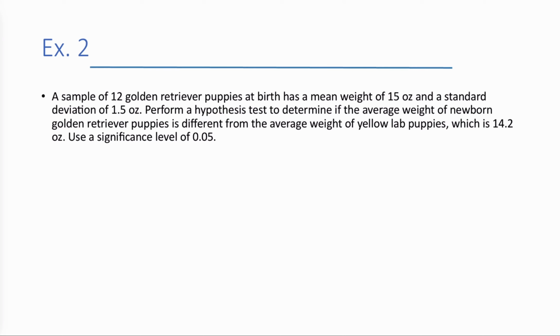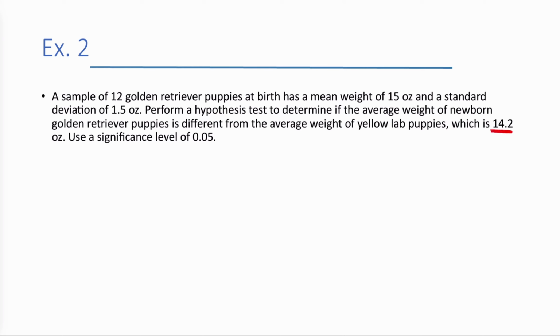Let's do a full hypothesis test here. A sample of 12 golden retriever puppies at birth has a mean weight of 15 ounces and a standard deviation of 1.5 ounces. Perform a hypothesis test to determine if the average weight of newborn golden retriever puppies is different from the average weight of yellow lab puppies, which is 14.2 ounces. Use a significance level of 0.05.